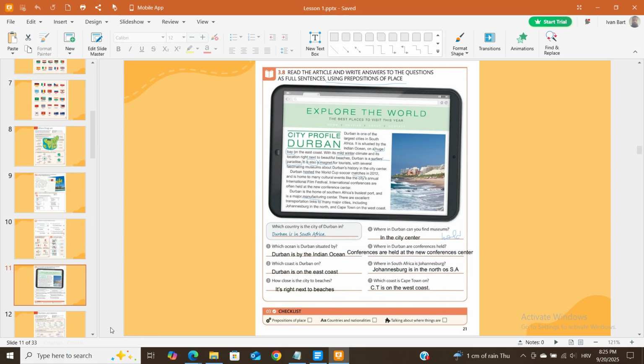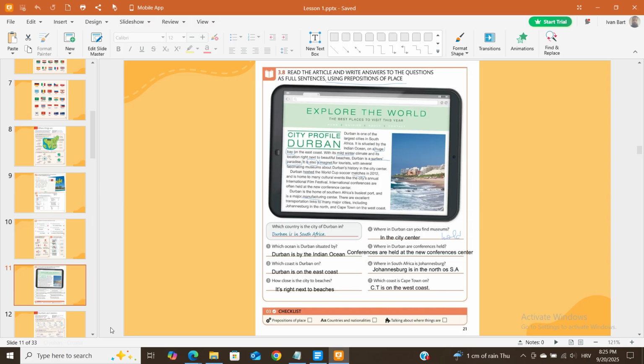Which country is the city of Durban in? Durban is in South Africa. Which ocean is Durban situated by? Durban is by the Indian Ocean. Which coast is Durban on? Durban is on the east coast. How close is the city to beaches? It's right next to beaches.